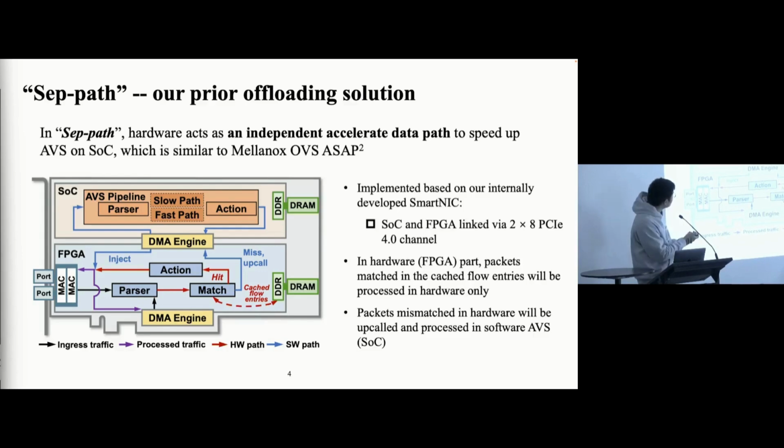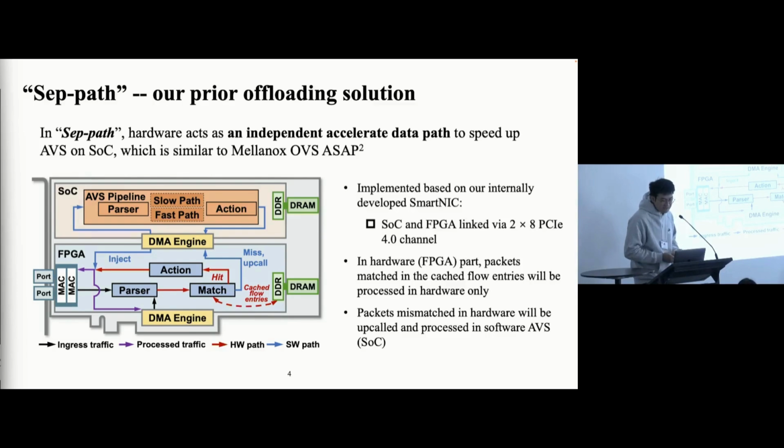And after that, we turned to use hardware to accelerate AVS. We developed a smart NIC with both SoC and FPGA units. The two parts are linked via 2x8 PCIe 4.0 channels. And based on this smart NIC, we deployed a separate path solution. We run the whole AVS in the SoC CPU cores and implemented an independent accelerated data path in the FPGA units.